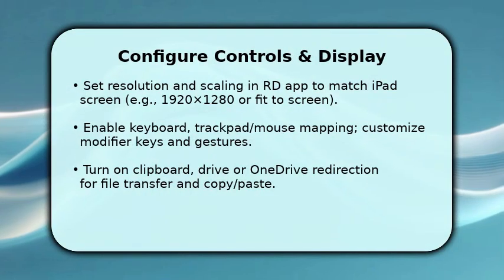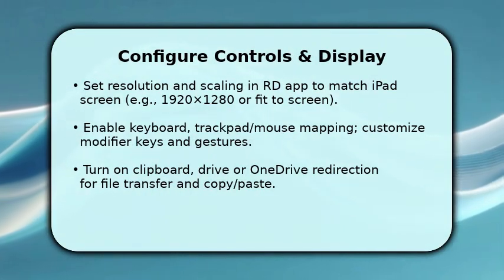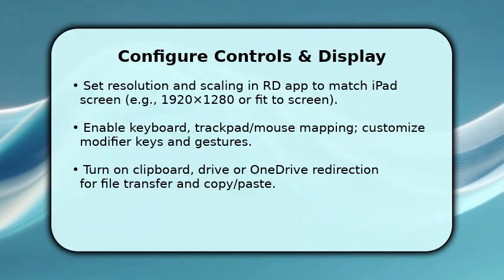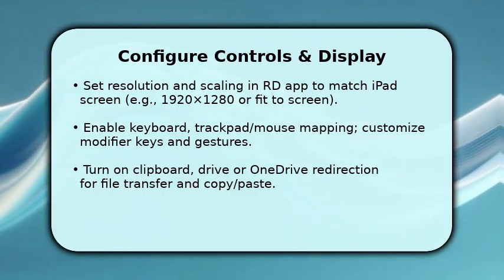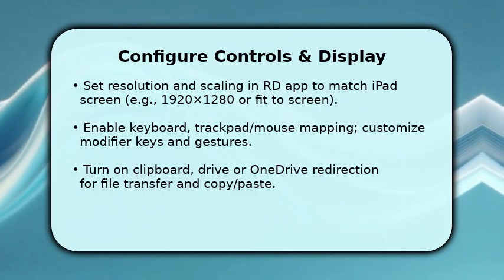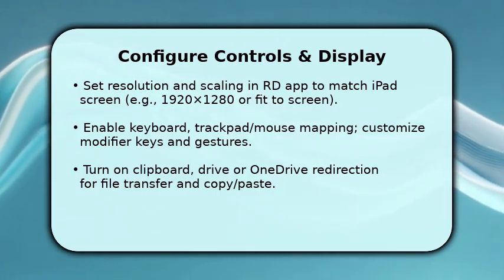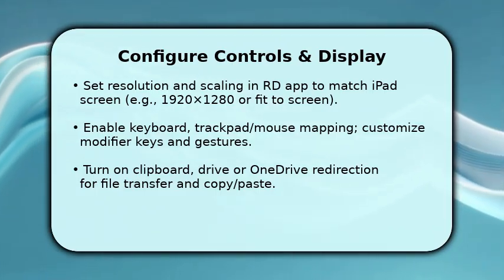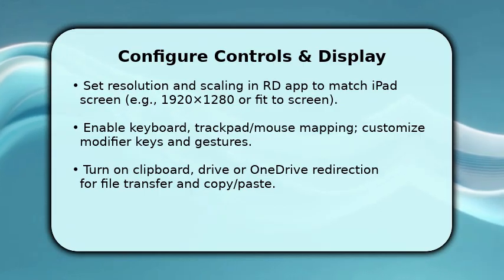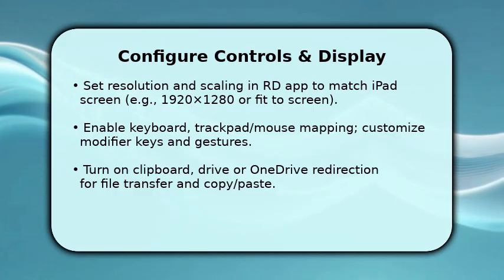Once connected, tune the experience. Set display resolution or choose fit to screen so UI elements aren't tiny. Then configure input, enable external keyboard and trackpad support, map modifier keys like Control and Alt, and adjust pointer behavior for precise clicks. Also enable clipboard syncing and redirect local drives or OneDrive so you can move files between devices.